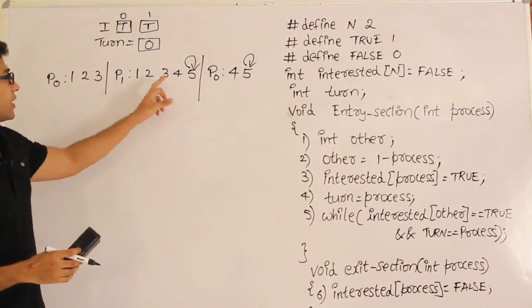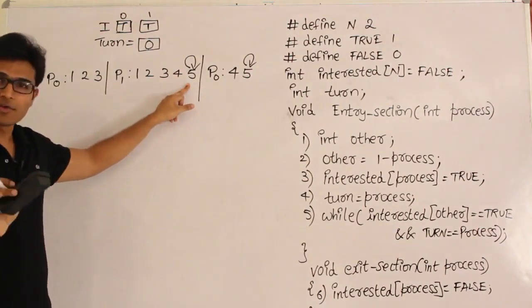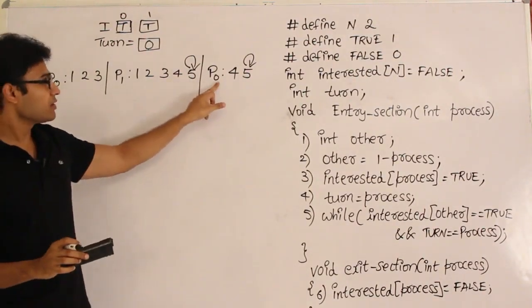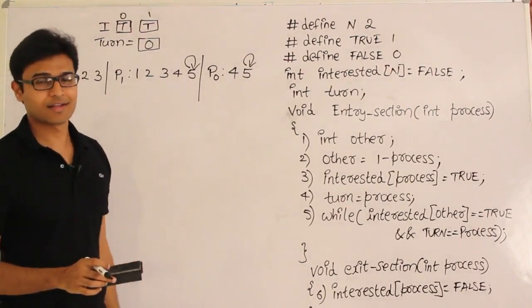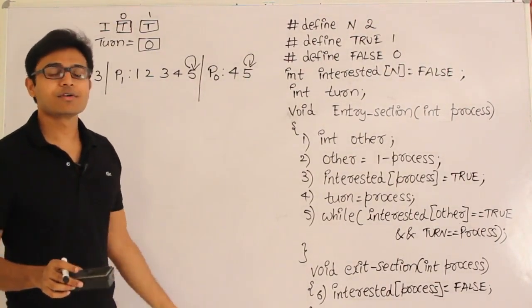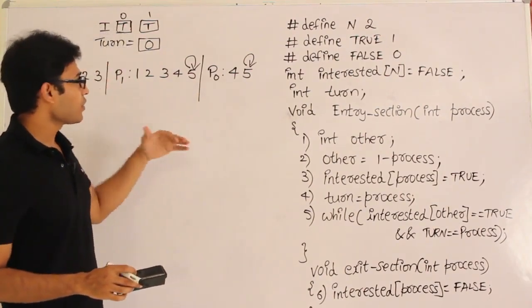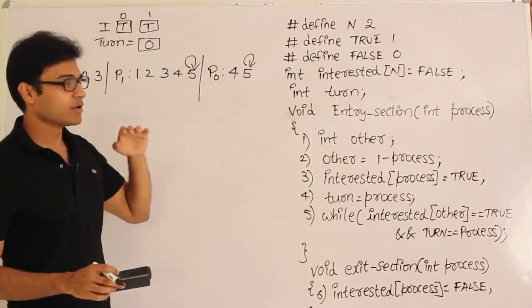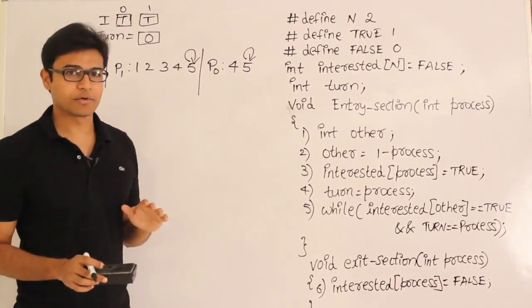Now P1 got stuck at line number 5 and it was not able to get into the critical section, therefore it got stuck. And again P0 also got stuck at line number 5. So is it a deadlock? And then who is going to get into the critical section? Now any amount of time you let P0 run, it is going to stay there, right? Then what happens now? Think about it.